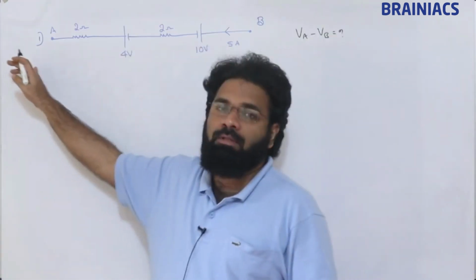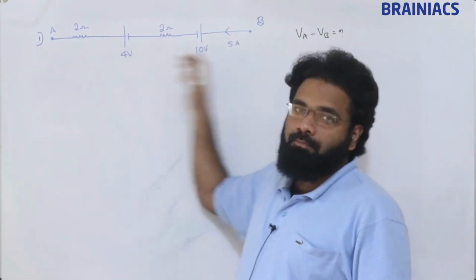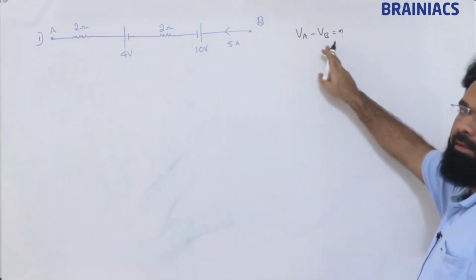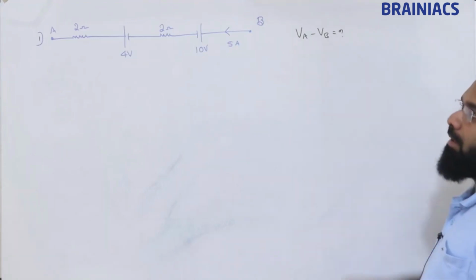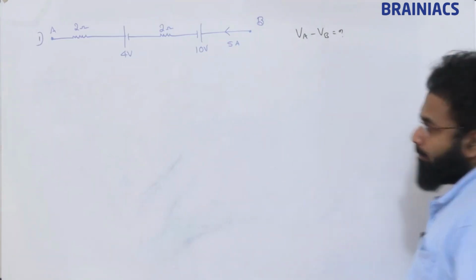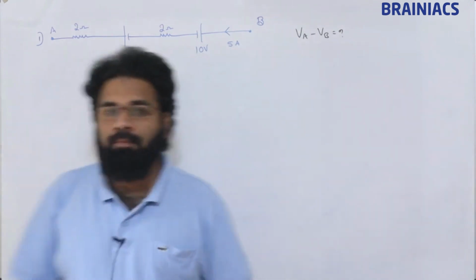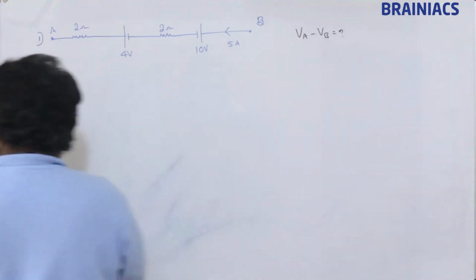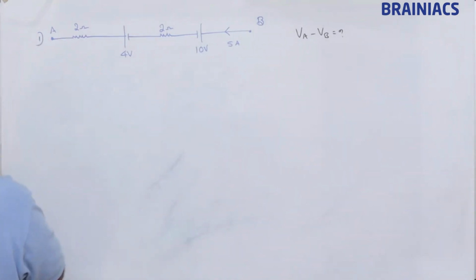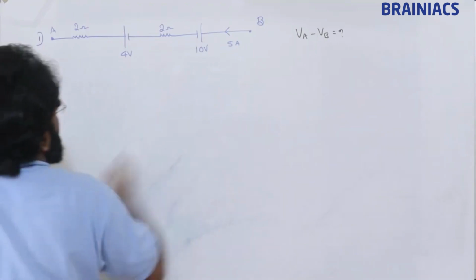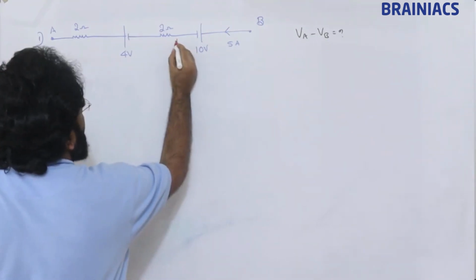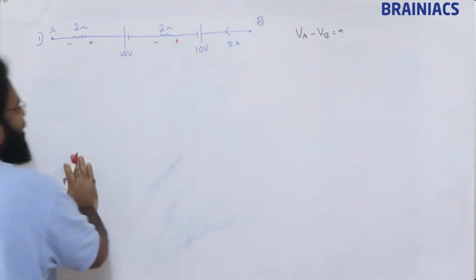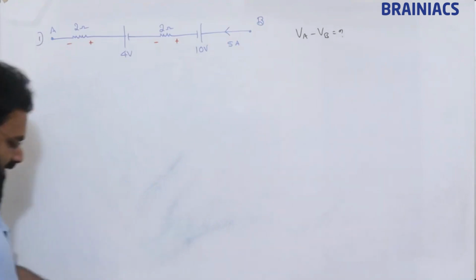Take this question, take this network, this branch. The question is, what is the voltage difference between terminal A and terminal B? What is VA minus VB? Now how to do this problem? If current is given, what we need to do is mark the current along the resistances also. Current flows from higher potential to lower potential, so mark plus minus like this. Now all the signs are ready.